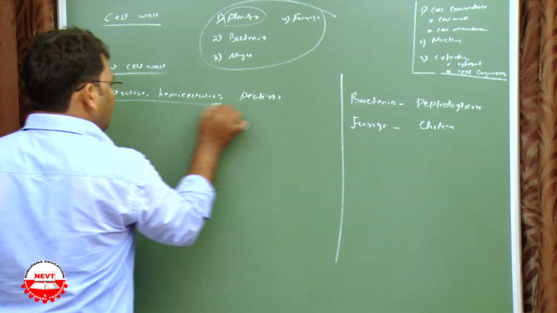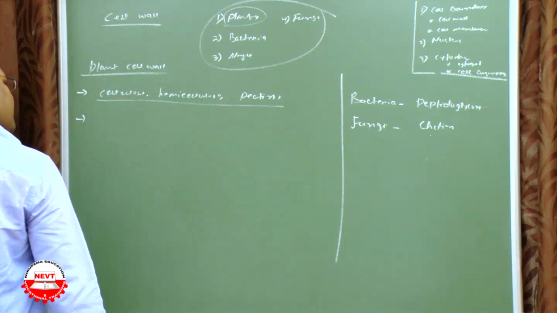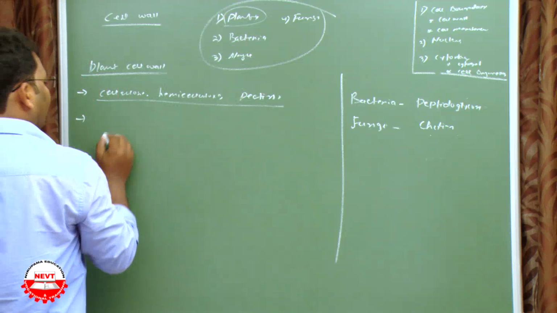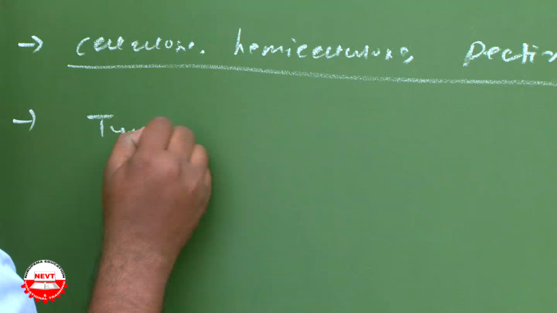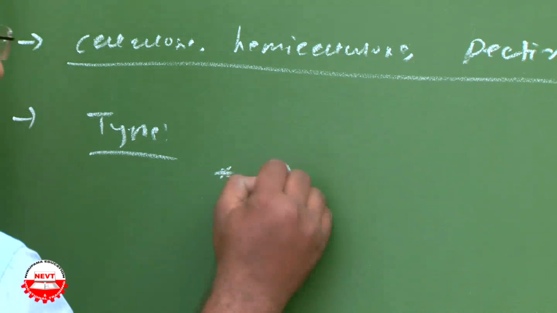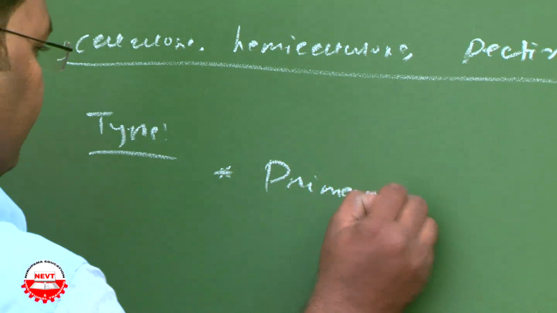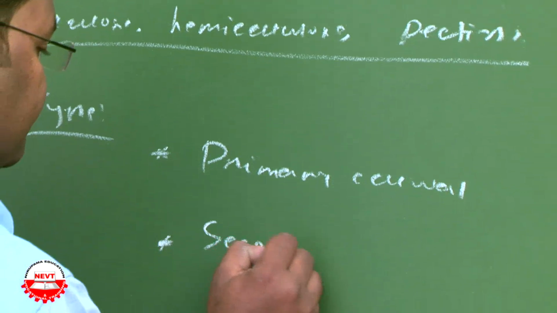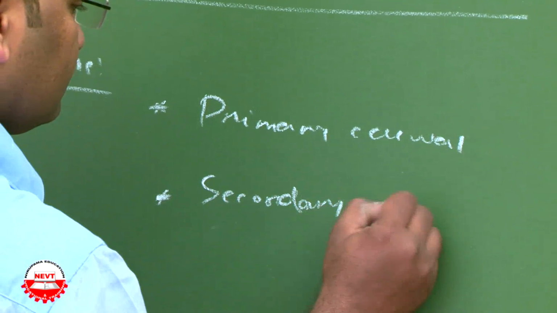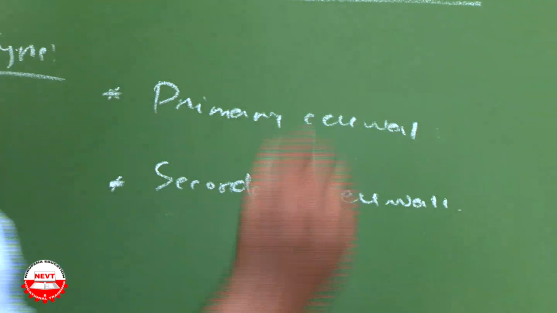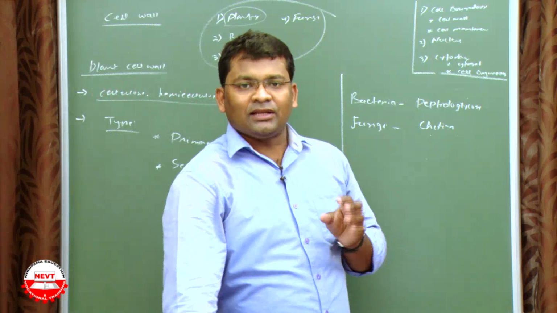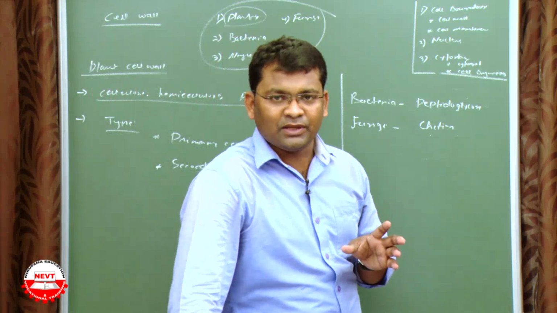Next part. The contents of the cell wall are cellulose, hemicellulose and pectin. And how is it arranged? Basically two types of cell wall are there: one is the primary cell wall, another is the secondary cell wall. One question should come to your mind: what does it contain?